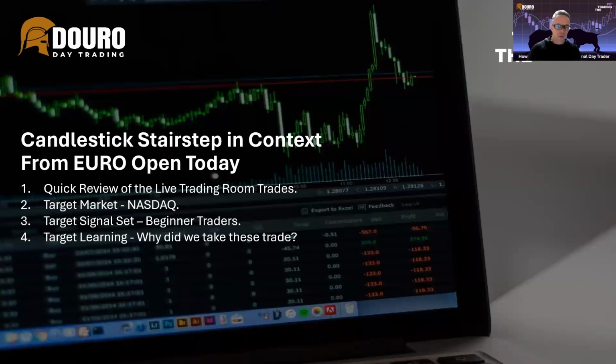Now, what we want to do tonight, guys, is bring our candlestick steps, or what we call our stair step. I often refer to it as the step of the market. I want to teach you how to read the stair step in the market, and I want to do that in context with the European Open from tonight's trading.